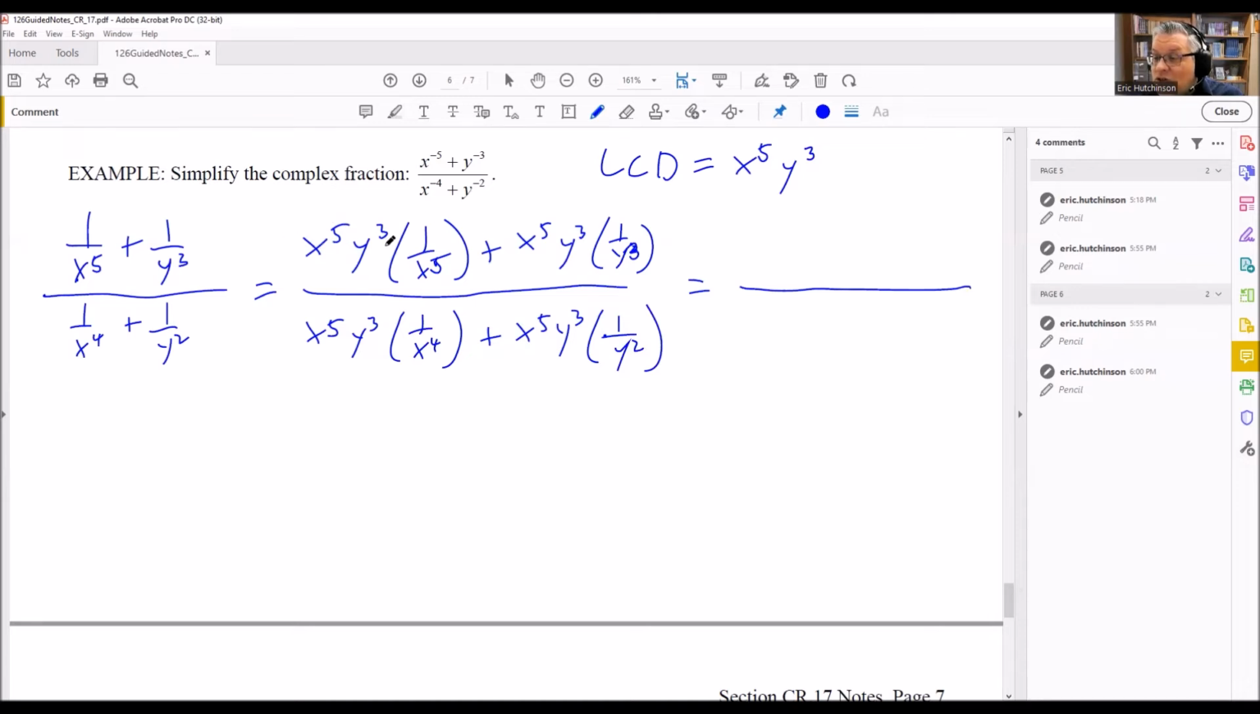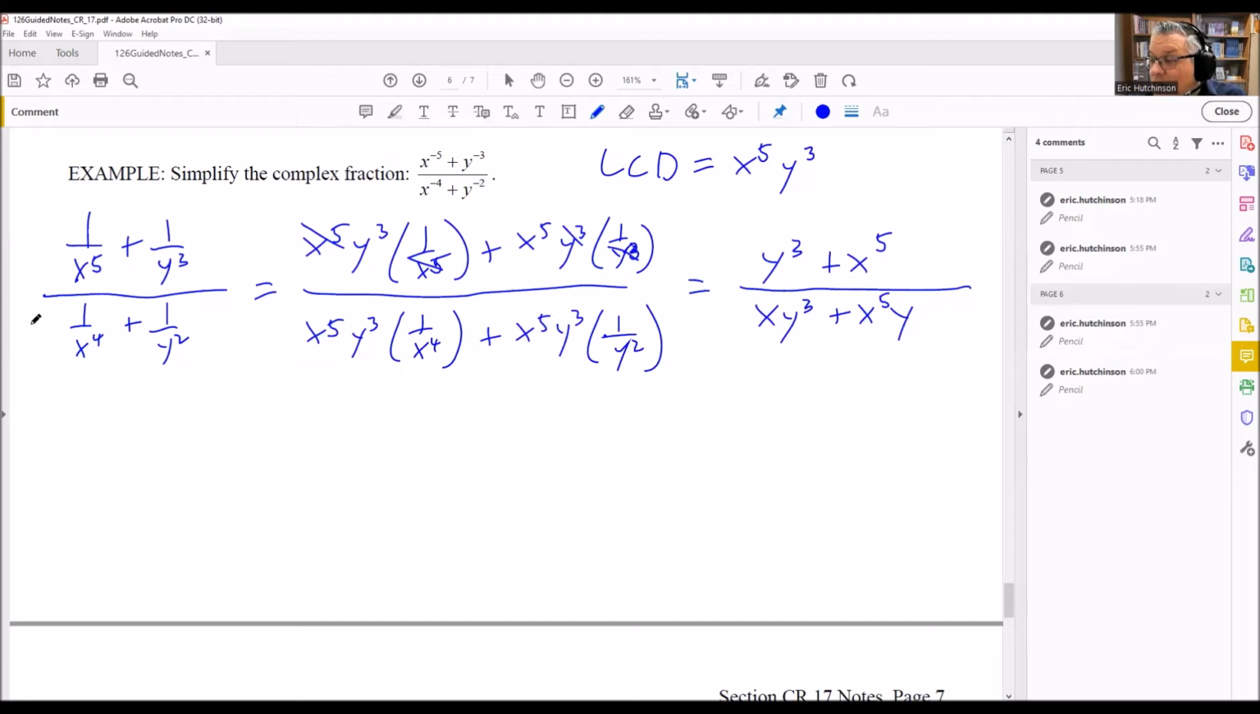Here, the x to the fifths reduce, and we get y to the third. The y cubes here cancel out, and we get x to the fifth. On the bottom, we can reduce: 5 minus 4 is just an x, and then we have y cubed left over. This one, x to the fifth we have, and then the powers: 3 minus 2 is going to give you a power of 1. So right there would be your final answer, and that would be all you can do as far as factoring.